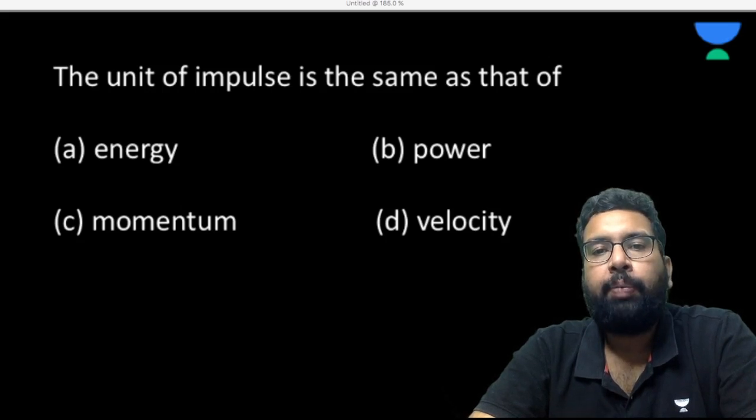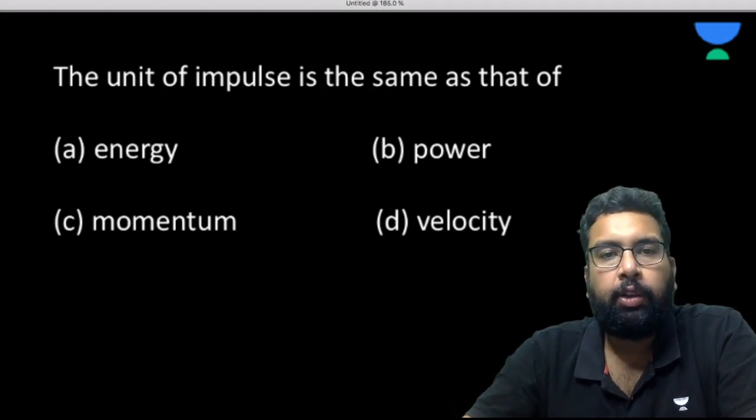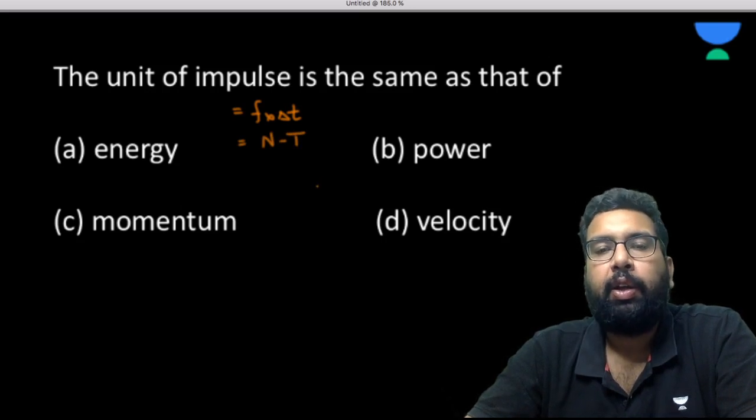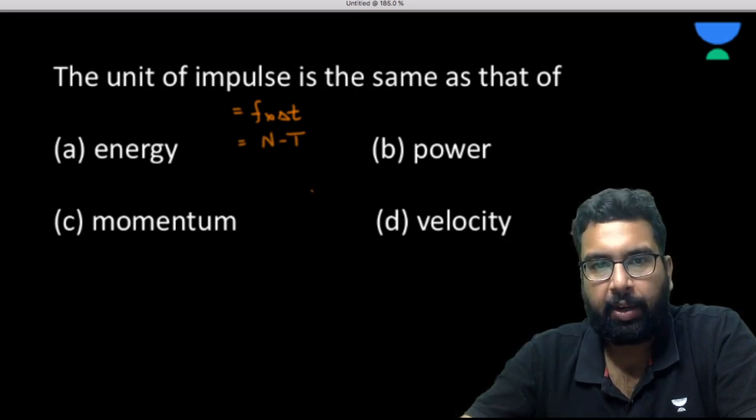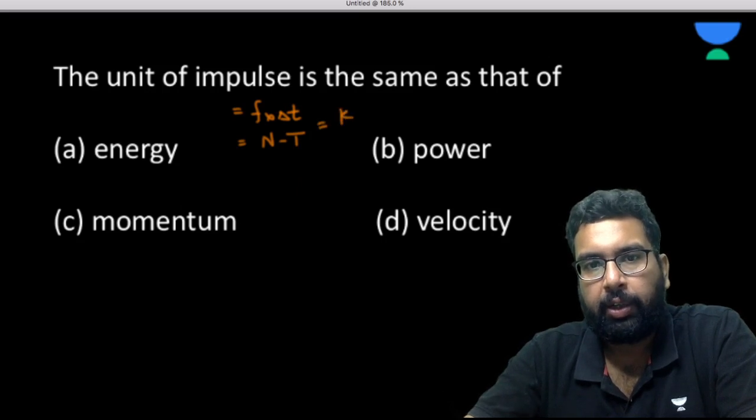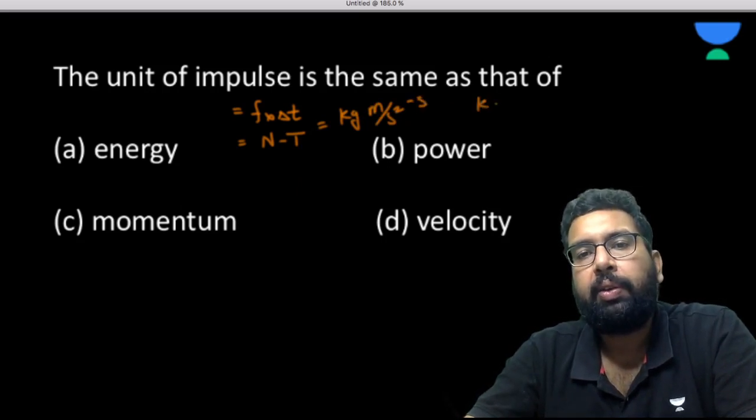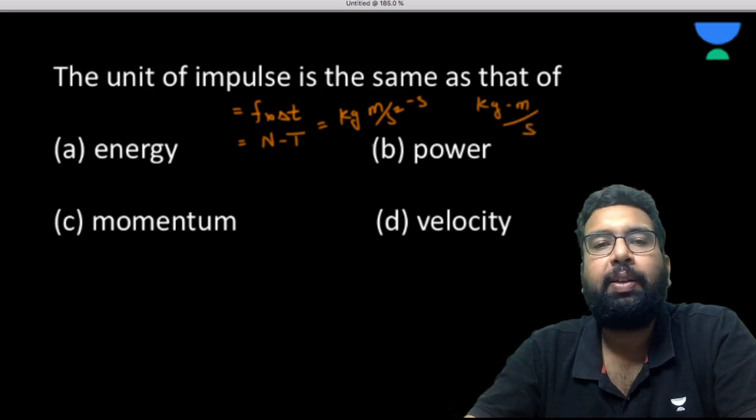So the unit of impulse is same as that of what? What is the impulse first of all? The impulse we know is force into delta t, change in time. Force is Newton, and this is time. So Newton into time. If I further reduce this, it is kg meter per second square into second. So it is going to become kg meter per second. This is the unit of impulse.